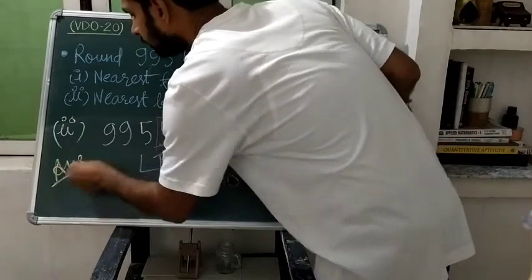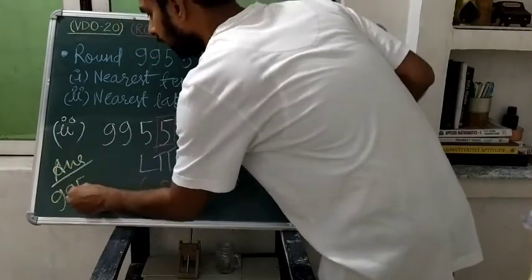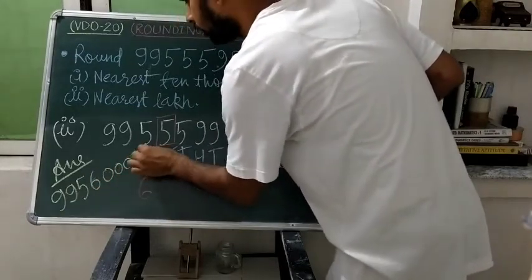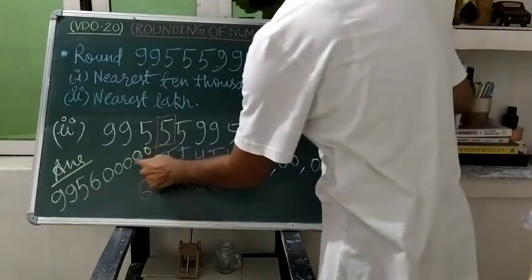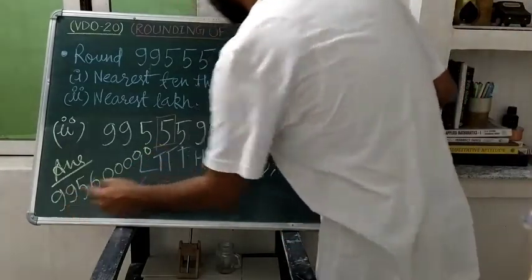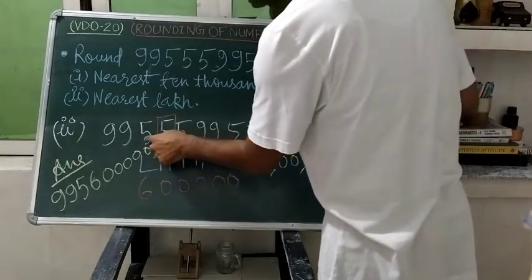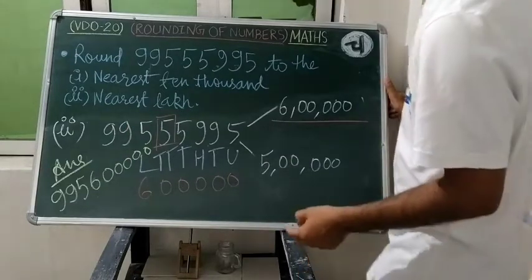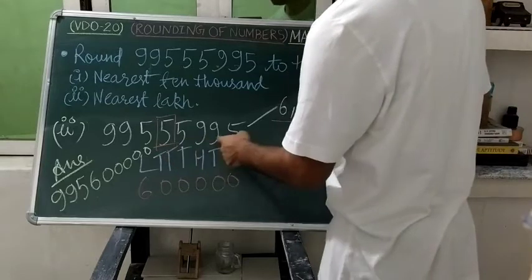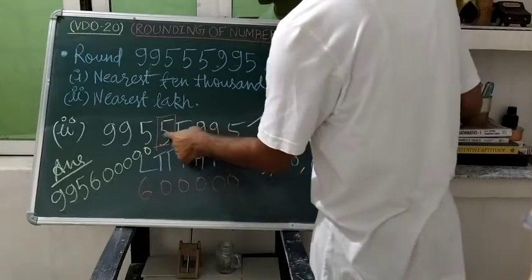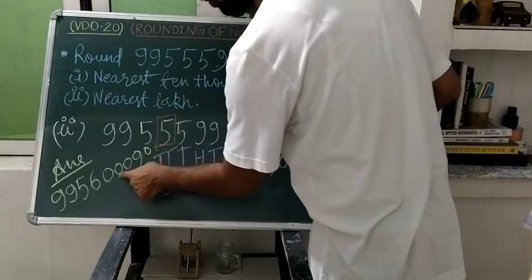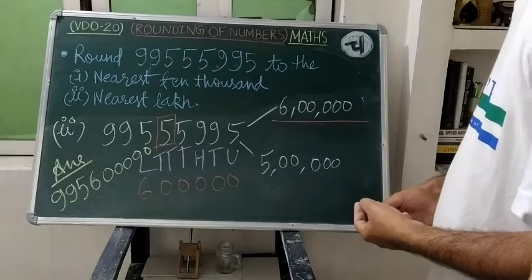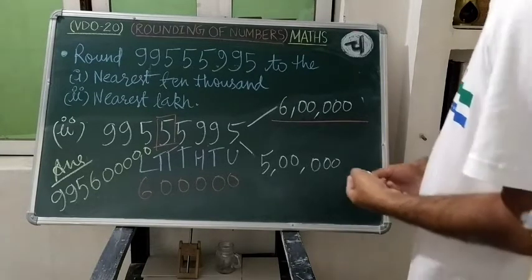So the number will become, your answer will become 9956 and 5 zeros. 1, 2, 3, 4, 5, 6, 7, 8, 9. 1, 2, 3, 4, 5, 6, 7, 8. Something is going wrong, I think. 1, 2, 3, 4, 5, 6, 7, 8, 9 is coming. So 9, 9, 9, 9, 5 and 6 on the left.